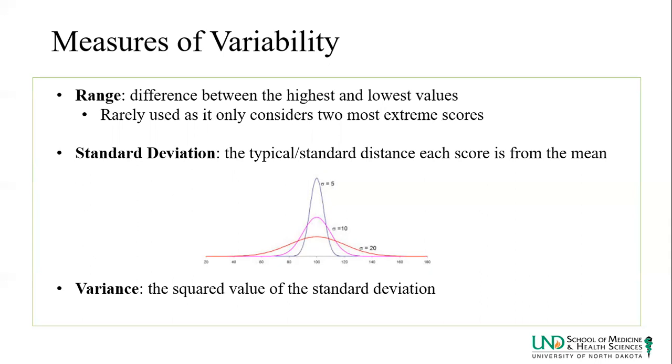The standard deviation is another measure of variability. The standard deviation is the average distance of scores in a distribution from their mean. It answers the question, on average, how much do scores differ from the mean? A higher standard deviation means that your data points are more spread out from the mean. A lower standard deviation that is closer to 0 means your data points cluster around the mean.